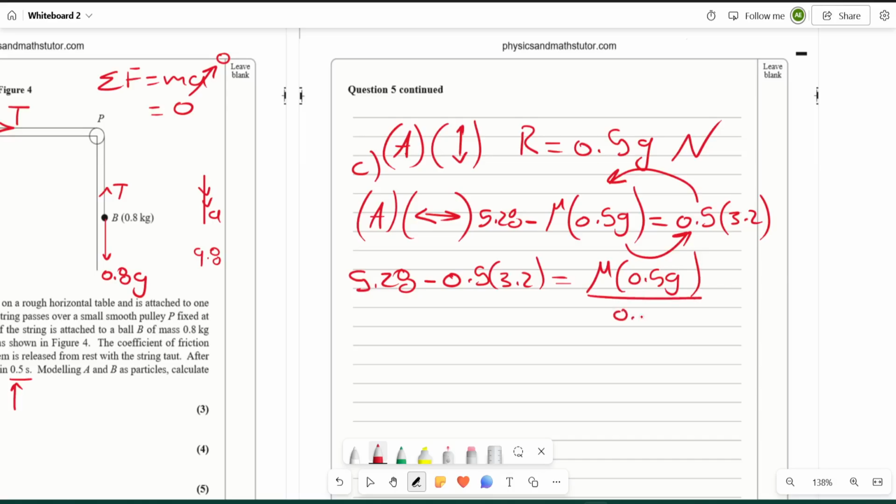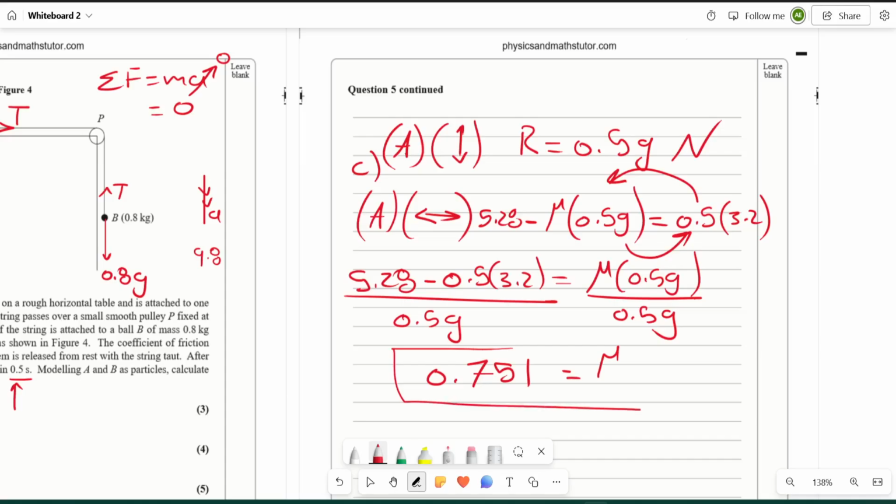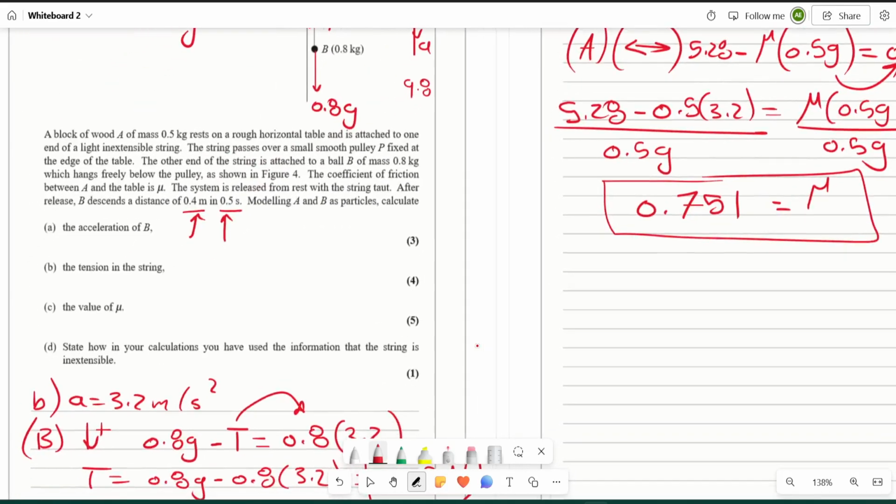So if I want mu, I'm going to divide both sides by 0.5 g, and that is going to give me mu of, plugging the left hand side in the calculator, 5.28 minus 0.5 times 3.2 over 0.5 times 9.8. That is going to give me a mu value of 0.751. And this is the correct value for mu. There is no unit for mu, so you just leave it as this. But you need to take care of units, obviously, because you can lose marks.